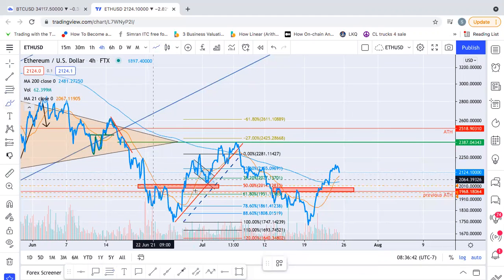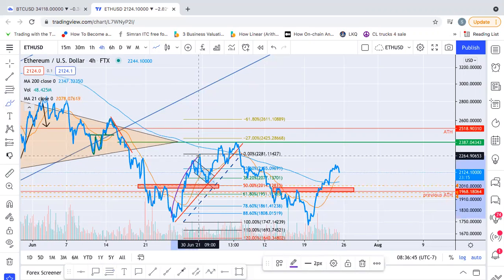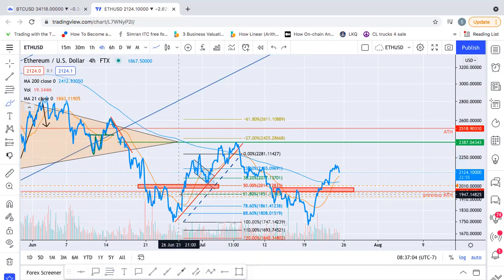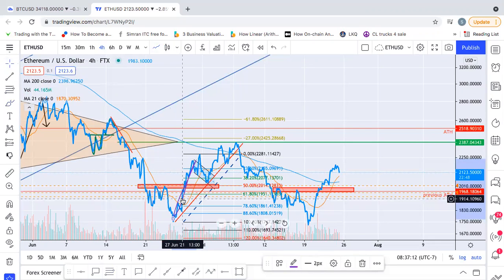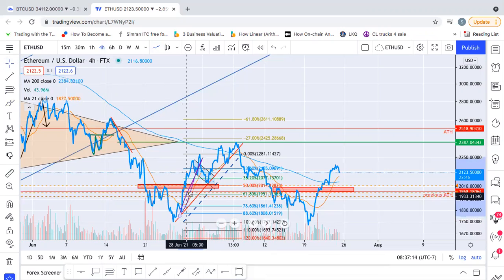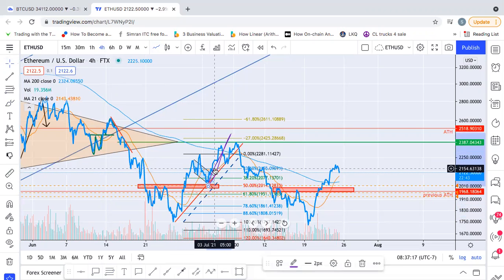So this pattern here is a bull flag. And with a bull flag, your target is normally the same length as the pole. So your target is this here. Now, if we were to move this, it should roughly be about the same length. See?